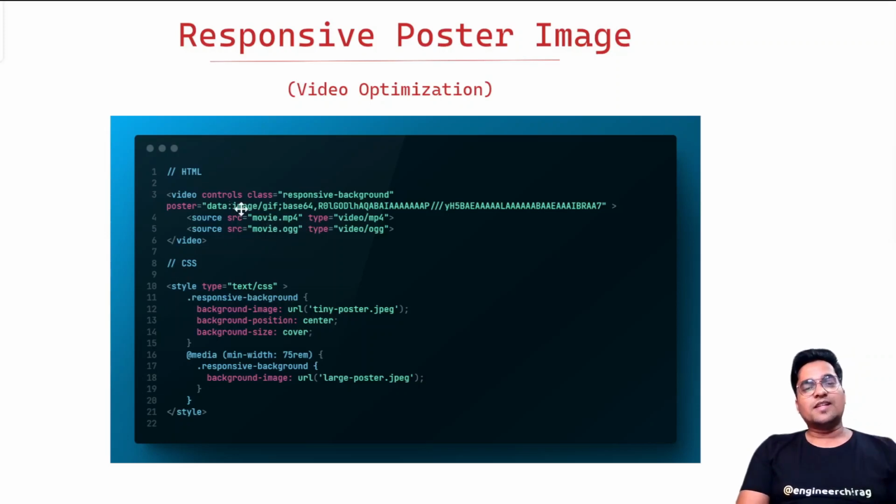Now there are certain CSS properties that we can use in order to make it a responsive poster, right? We added a poster, and we can make it responsive by adding a position of center and saying that the background size should cover the entire video. And you can have different poster images for different resolutions. Those can be supported. In our case, you see that at 75 rem, I wanted to load a different image altogether. So using small CSS techniques, you can get responsive poster images as well.